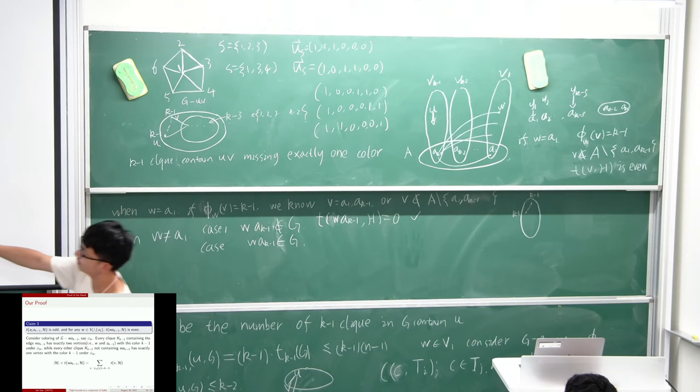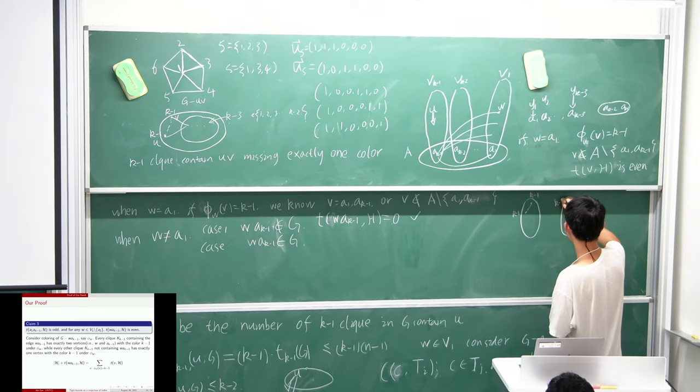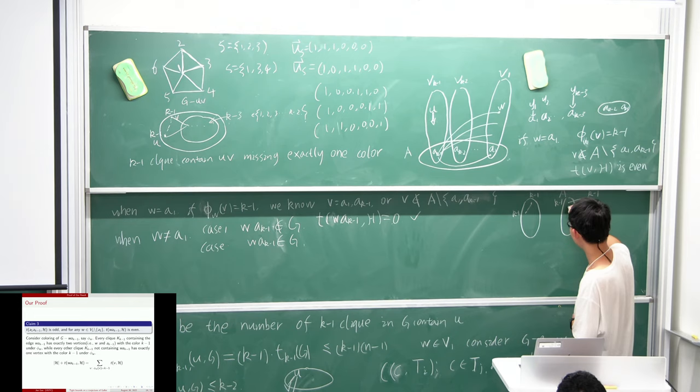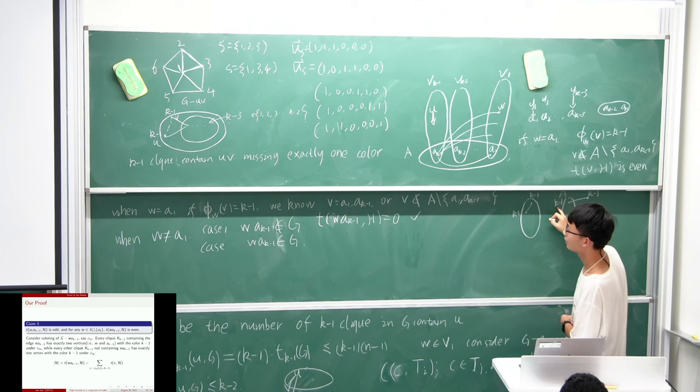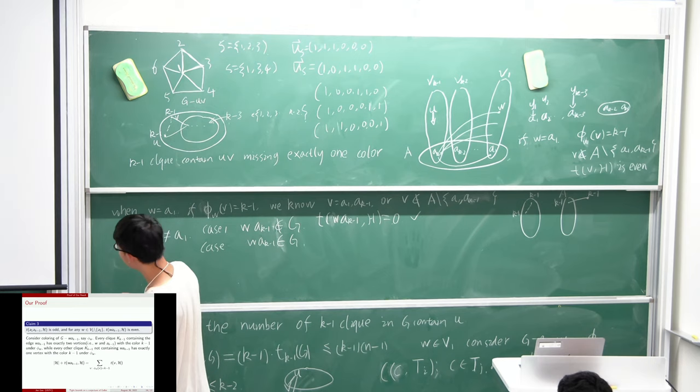And we also have H, K minus 1. So any vertices in the clique A also can't have the color k minus 1. So here is all even. So this number is even. So this finishes the proof of claim 3. Then we will be done.